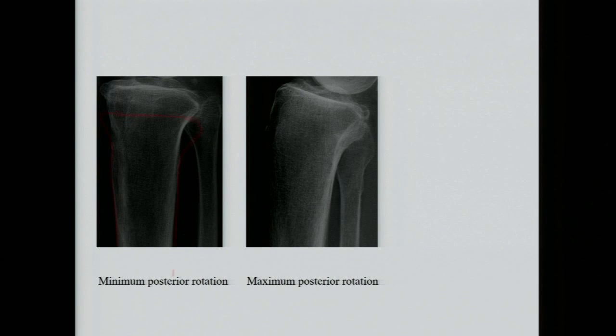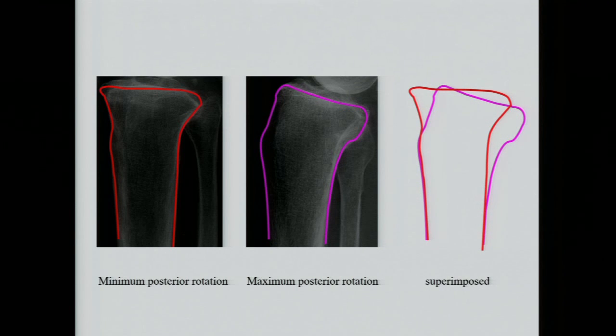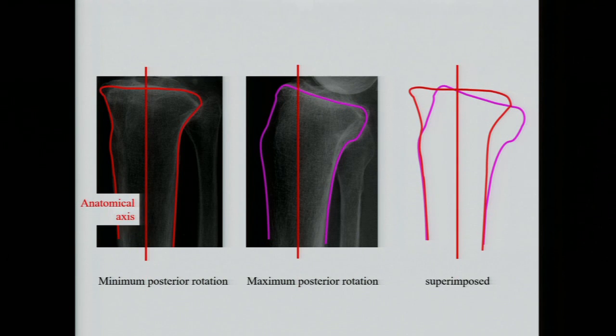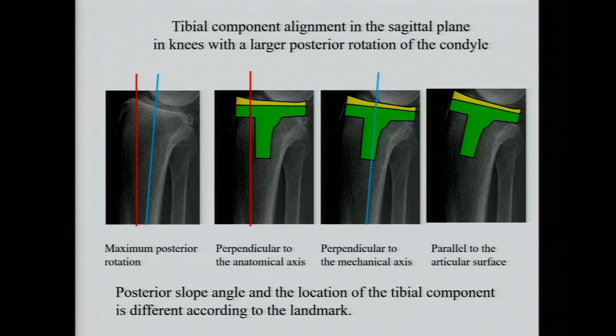If you draw the contour of one case with the minimum posterior rotation and another one with larger posterior rotation, and superimpose them, you can see the difference. The anatomic axis is the same, and you can see the difference in the position of the mechanical axis like that. Okay? So when you think about the tibial component alignment in the sagittal plane, it needs to account for a larger posterior rotation of the condyles. You can see the posterior slope angle and the location of the tibial components are different according to the landmarks.